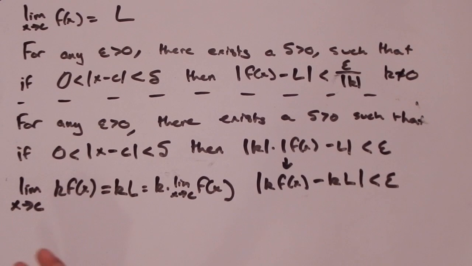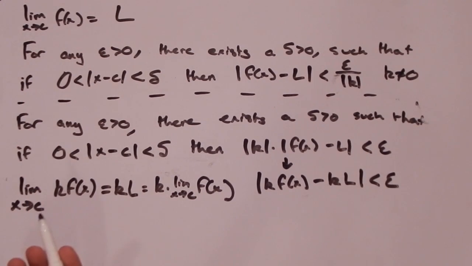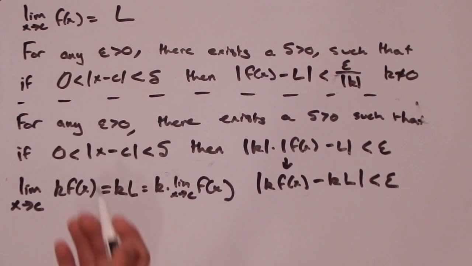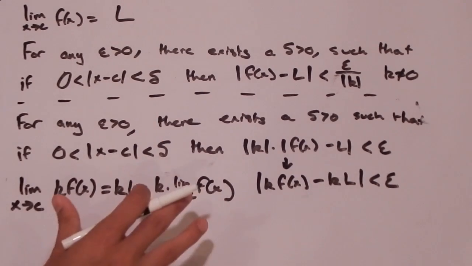But for any time that k is not 0, and of course when k is 0, k times f of x will just become 0. And we show later that the limit of a constant is just the constant itself. That's a later proof that uses the epsilon delta definition. But for all the other k's that are not 0, any real number, we can just pull that k outside of the limit, and that's how you prove that.